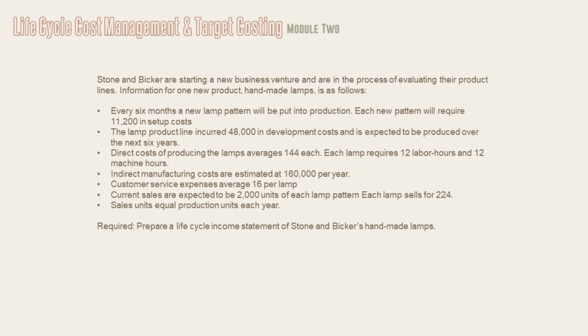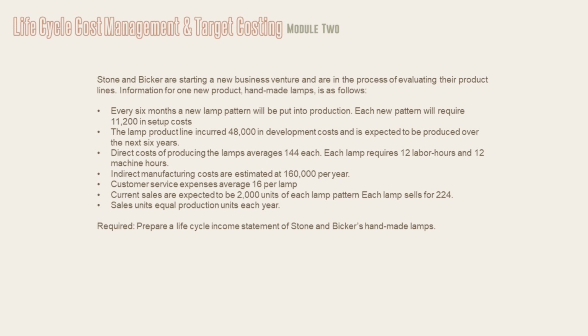Direct costs of producing the lamps average 144 each. Each lamp requires 12 labor hours and 12 machine hours. Indirect manufacturing costs are estimated at 160 per year.